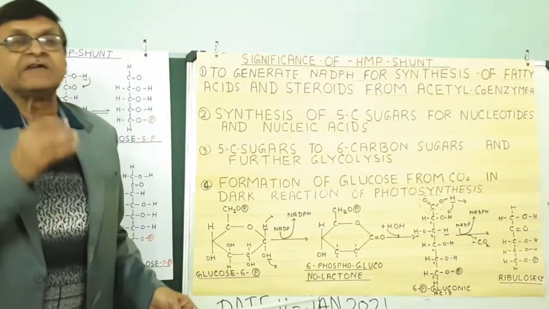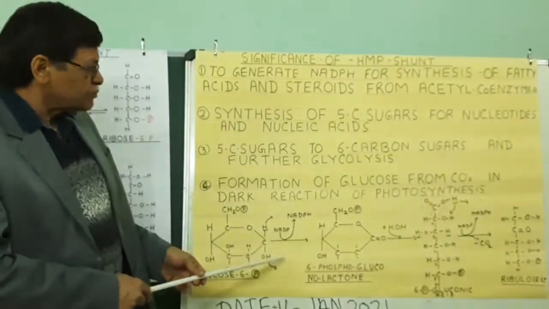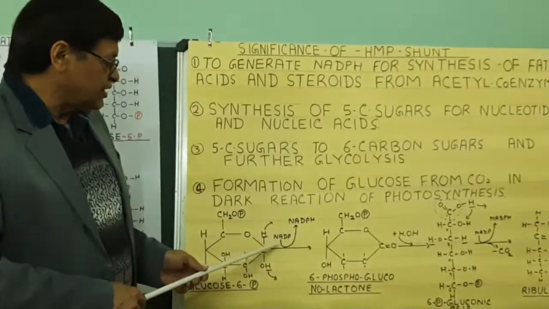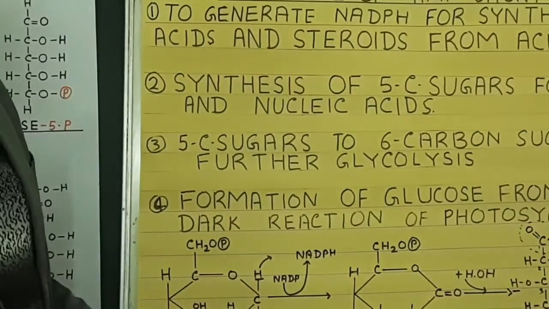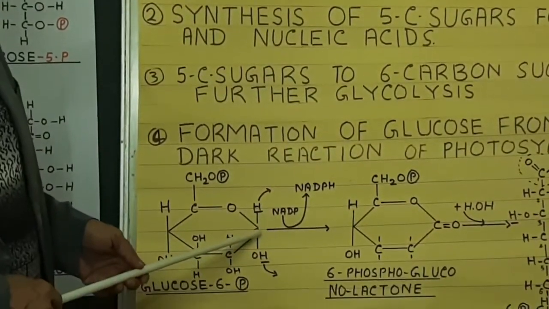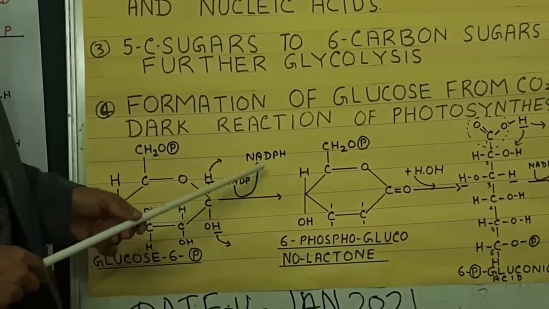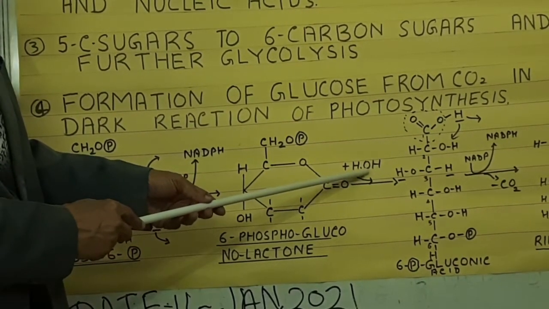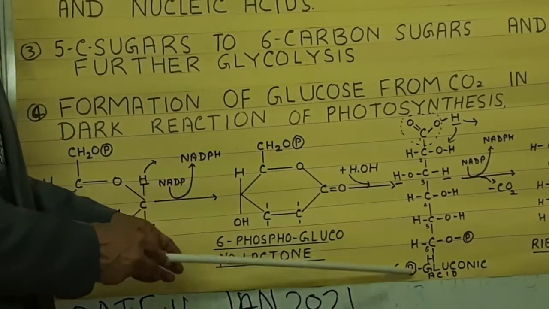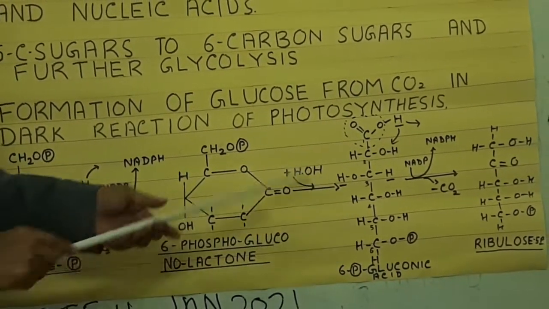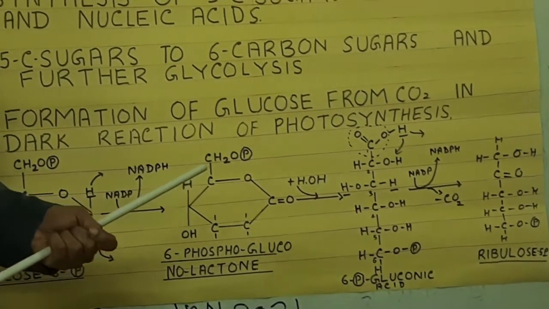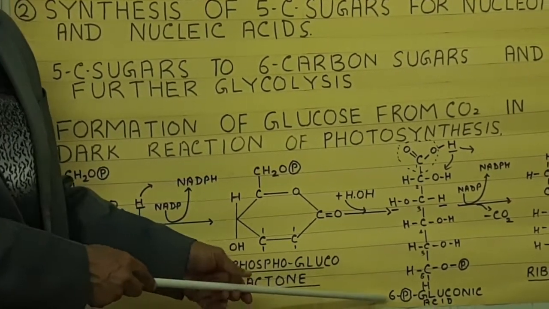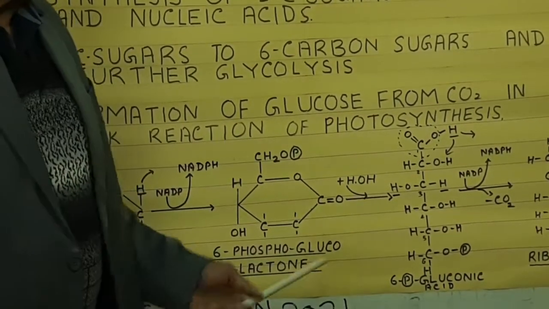You can omit this step and convert directly, but actually the step is that initially there is removal of 2 hydrogens from glucose 6-phosphate at carbon number 1, and then there is addition of 1 water molecule. So oxygen is added here at this point and this way it forms 6-phosphogluconic acid. So this aldehyde group is oxidized to form gluconic acid. And after that what happens?